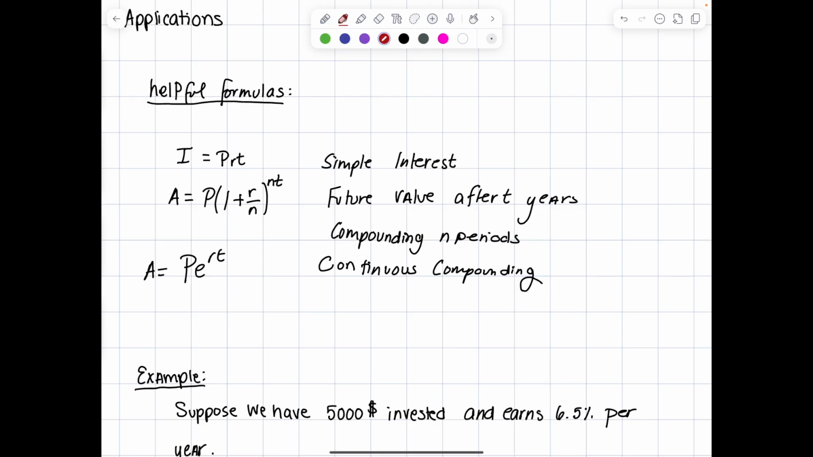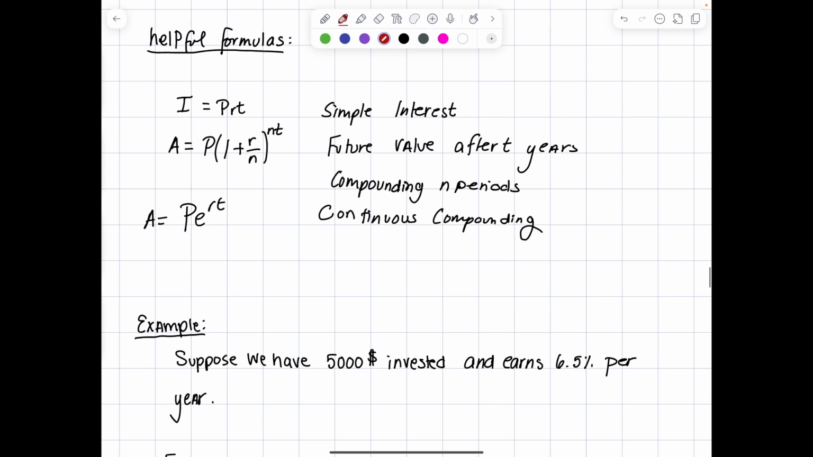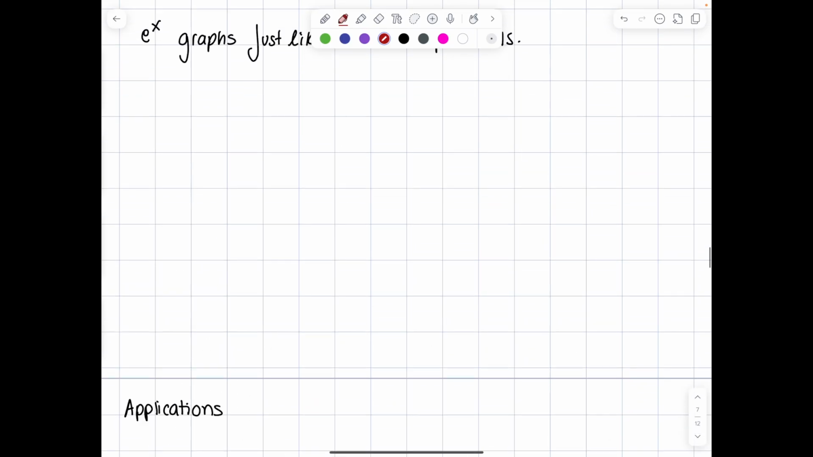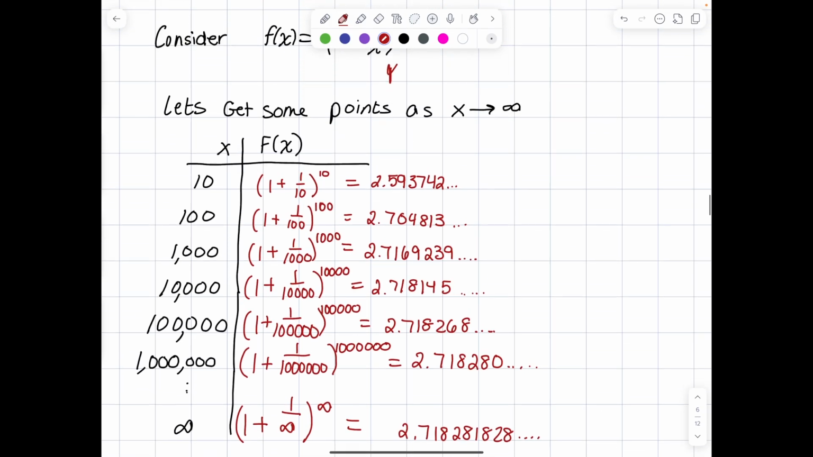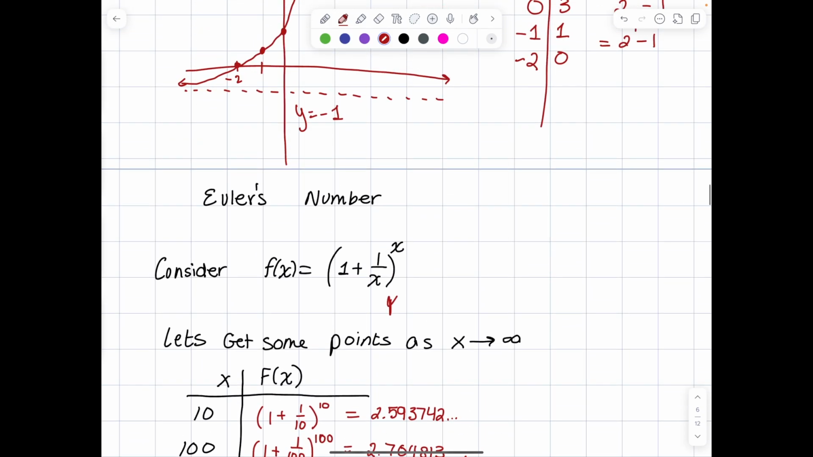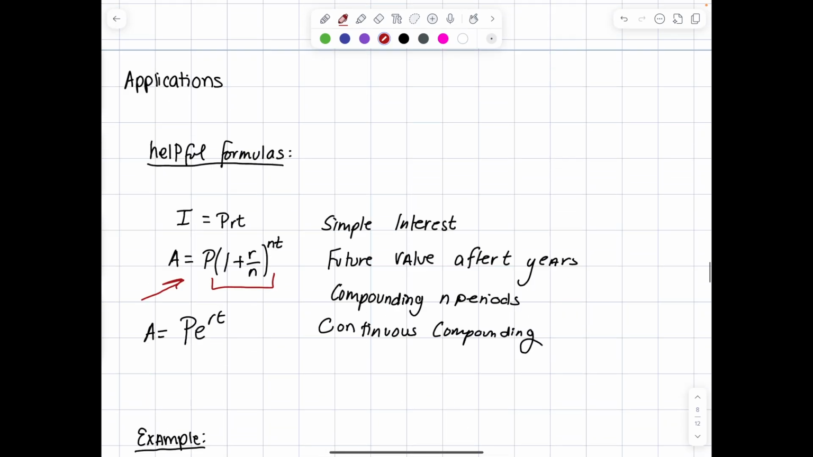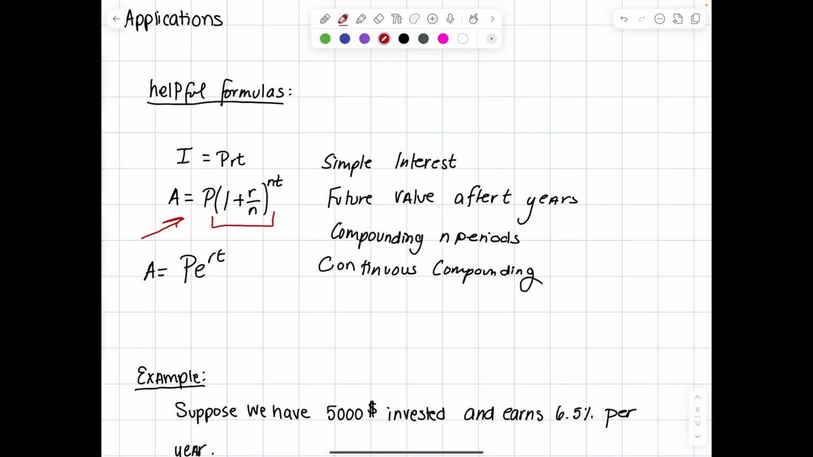All of these have this kind of e in them, right? This exponential. And if you look at the second one here, it even has this 1 plus r over n, which looks very similar to our formula for e up here, 1 plus 1 over x to the x. It's very, very similar. That should be striking to us. This should be reminding us what that is.